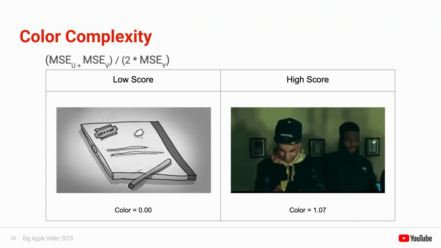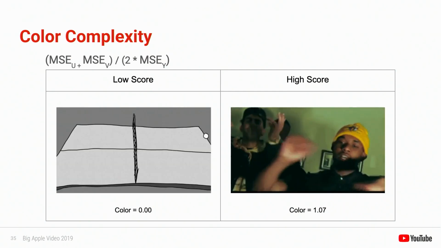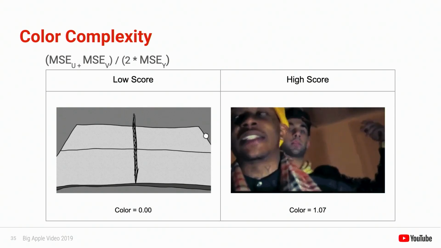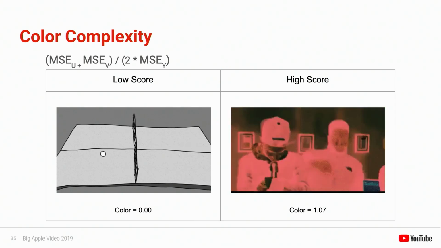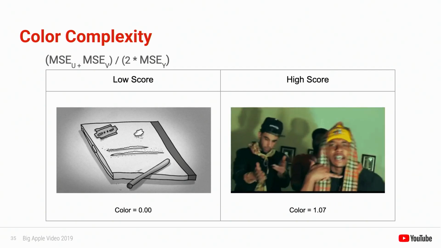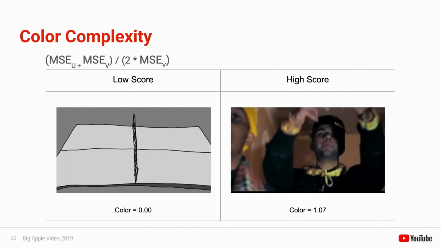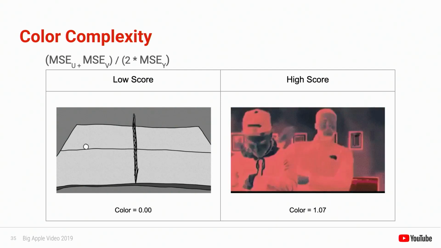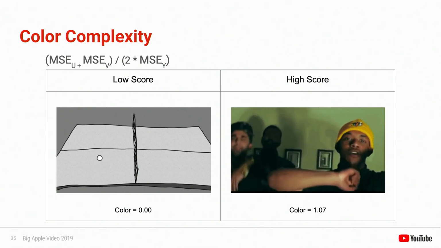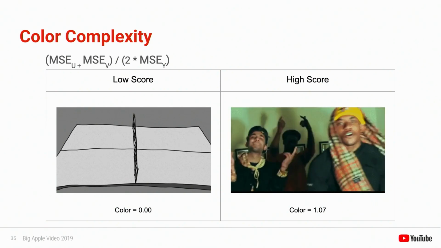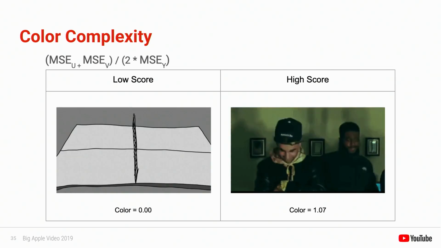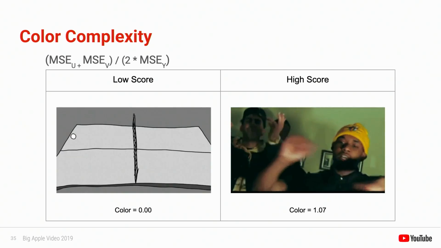The third feature is color complexity, and that's computed as the ratio of the average coding error for chroma to the average coding error for luma. So the video on the left is completely monochromatic. There is no chroma at all. So of course, there's no coding error for chroma, and it's going to have a color complexity of 0. The video on the right is a very colorful video, and so that ends up with a higher color complexity. You can see it has a color complexity greater than 1, meaning that there's more coding error in the chroma than in the luma.